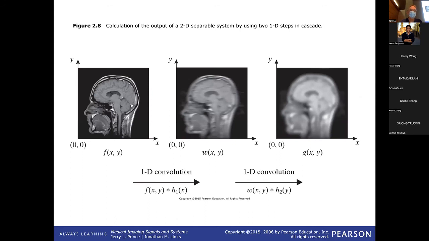So here's an example of our input image, our God-given truth image in X and Y. This is after convolving with a blurring function in X. And so you see the whole image looks blurred, but if you look at particular places, like at the top of the head here, that edge is not really blurred because we've only done a convolution in the X direction. And then after the convolution in the Y direction is done, the entire image looks uniformly blurred.